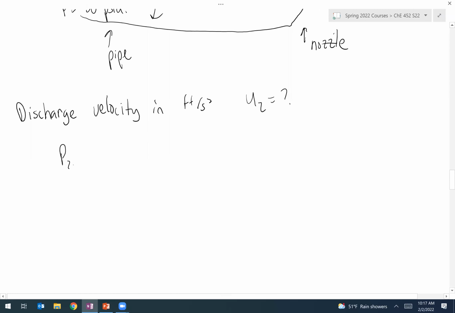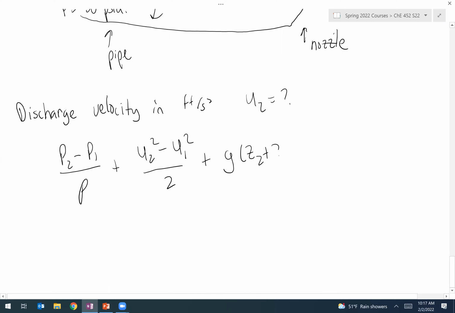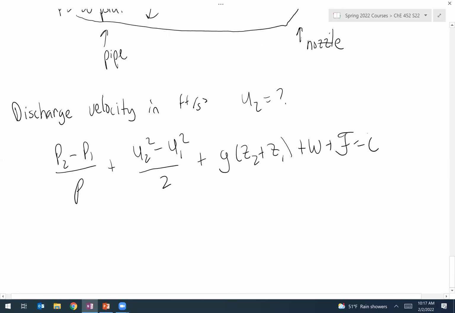So I can write it out and say P2 minus P1 over rho plus U2 squared minus U1 squared over 2 plus g times Z2 minus Z1, if I wanted to, work in friction, equals 0. Write out the full mechanical energy balance.